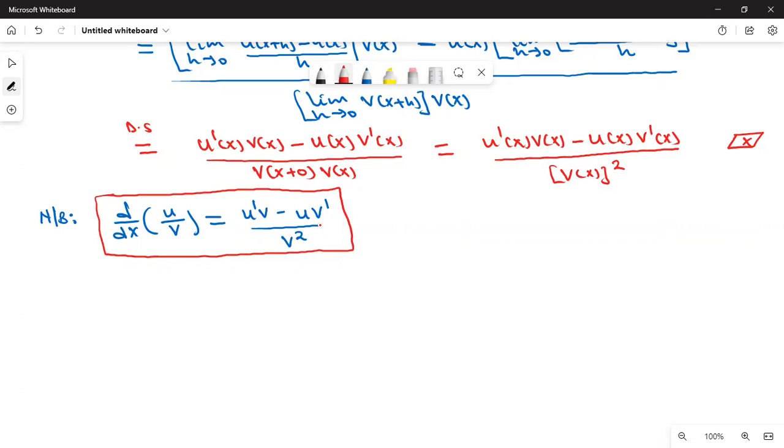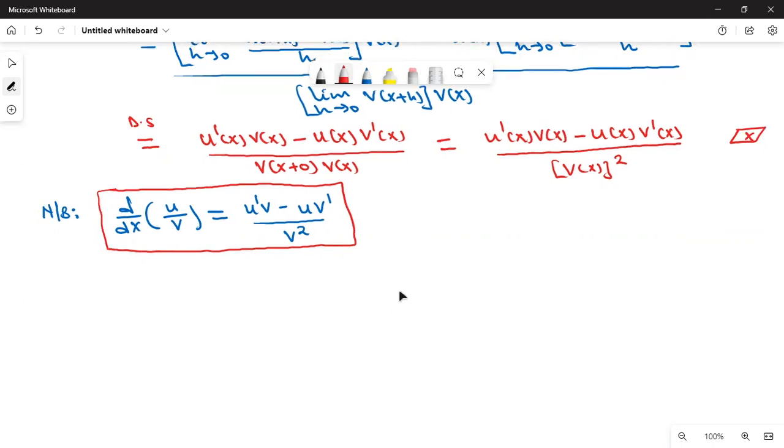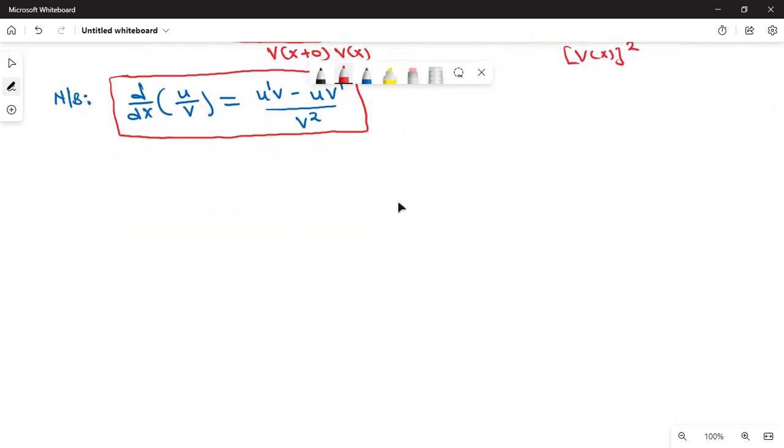So, having derived the formula for the quotient rule, let's see some examples on how to use that rule to find the derivative of y with respect to x. I'll give you just 2 examples, which are enough. So we write here examples.